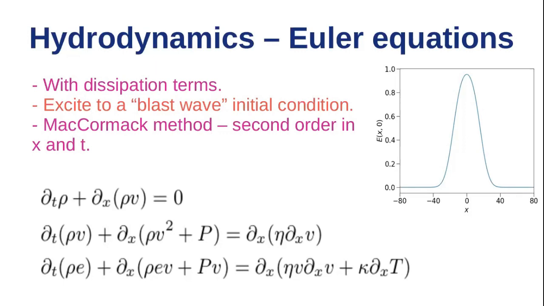P here is the pressure of the system. For the hard particle gas we consider in one dimension, we consider the system as an ideal gas. So it is given by P = ρT. We have taken the Boltzmann constant to be 1.